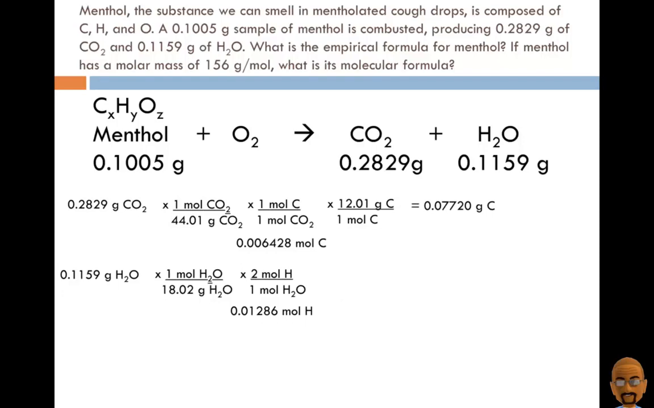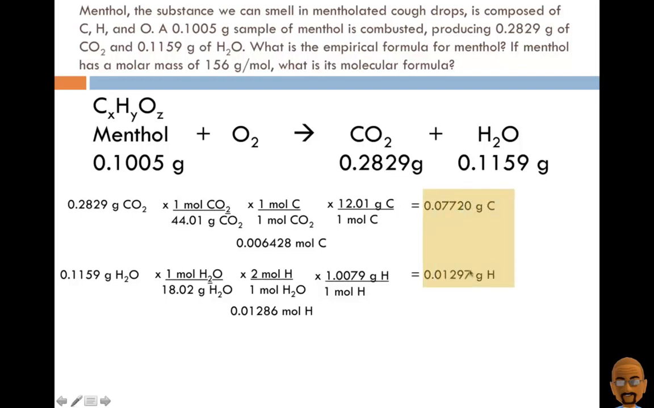I want to take this a bit further and figure out how many grams of hydrogen are produced, and to do that I'm going to multiply this by the molar mass of hydrogen, which is 1.008 grams per 1 mole, and I get 0.01297 grams of hydrogen.